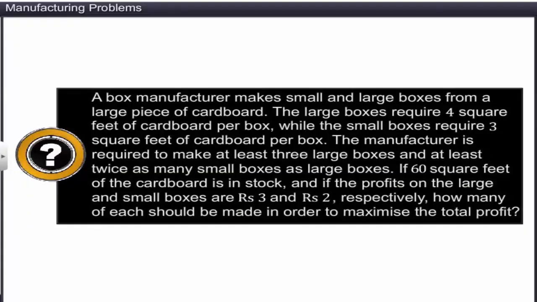A box manufacturer makes small and large boxes from a large piece of cardboard. The large boxes require 4 square feet of cardboard per box, while the small boxes require 3 square feet of cardboard per box. The manufacturer is required to make at least 3 large boxes and at least twice as many small boxes as large boxes. If 60 square feet of the cardboard is in stock, and if the profits on the large and small boxes are 3 rupees and 2 rupees respectively, how many of each should be made in order to maximize the total profit?